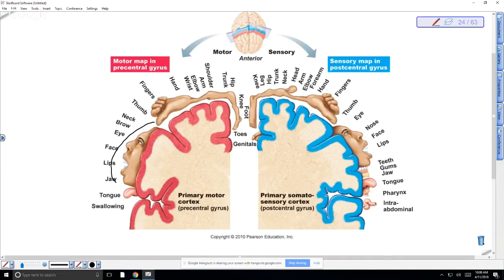And so what we can do is put somebody in a PET scan and have them move their face, right? Move the muscles in their face. And then we can see what part of the cortex lights up. This is the way that we are able to map different areas of the body. And somebody actually created a cute 3-dimensional model of this.